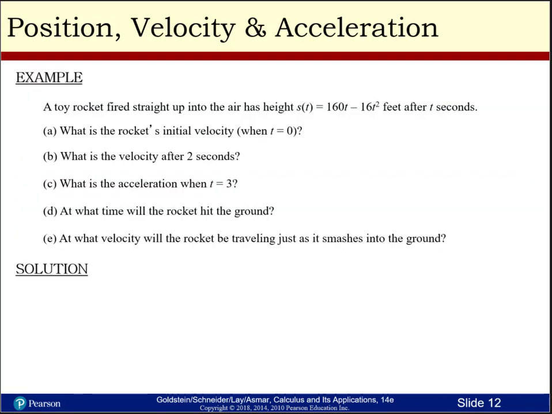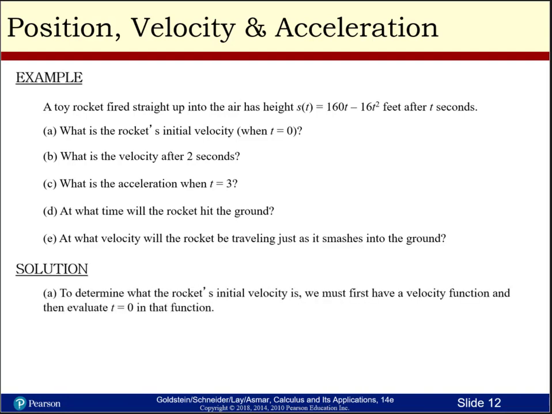So if we look at a toy rocket that's fired straight up in the air, the position function is 160t minus 16t squared feet after t seconds. We need to know the rocket's initial velocity when t is 0, the velocity after 2 seconds, the acceleration when t is 3, at what time it's going to hit the ground, and at what velocity the rocket will be traveling just as it smashes into the ground.